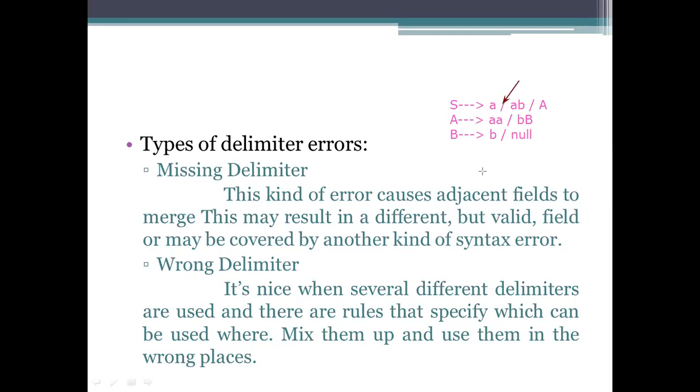If it is not placed, what happens here? The grammar will change to A space AB space capital A. That's all. So the definition of S is A, AB, and A. If we have a missing delimiter in the grammar, then it generates a grammar, or provides an input, which is not even present there.